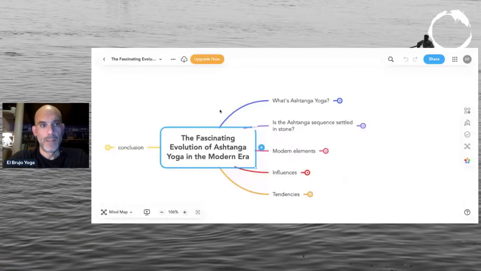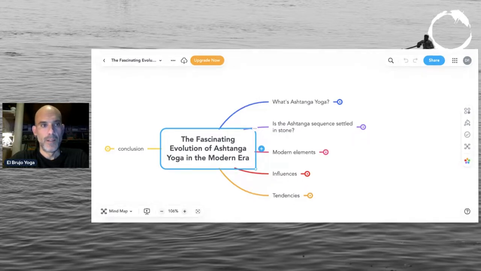So let's start. Let's see how this is working. I'm going to share screen. Okay. Do you see the map there? Do you see what I am sharing? Could you put in the comments? So, yes, okay, super, super. Thank you, Stella.